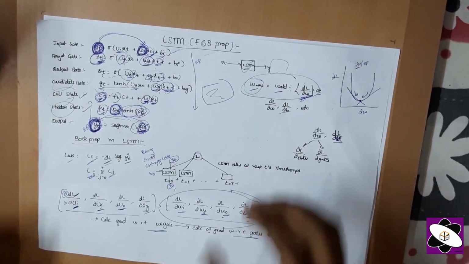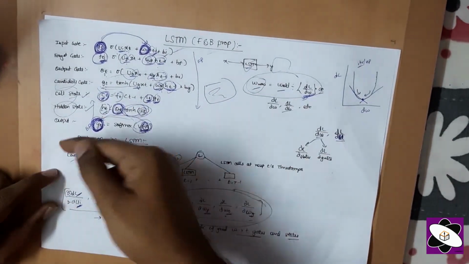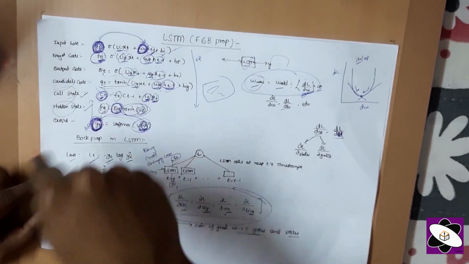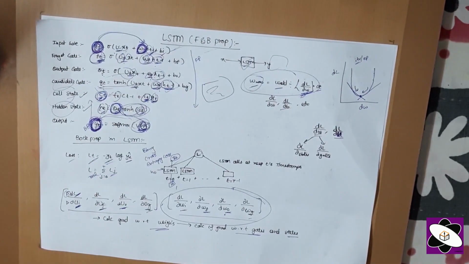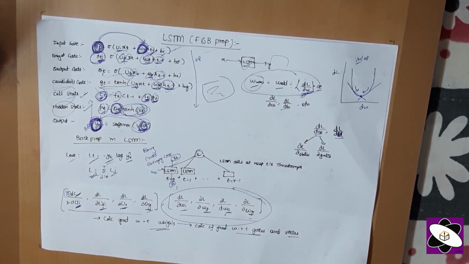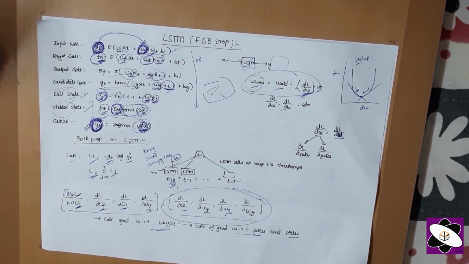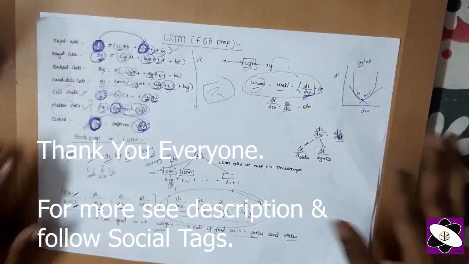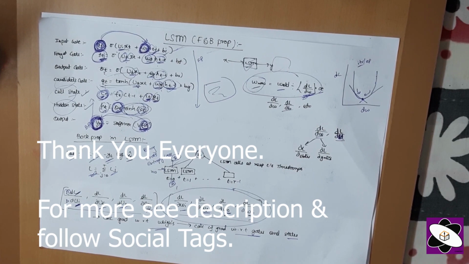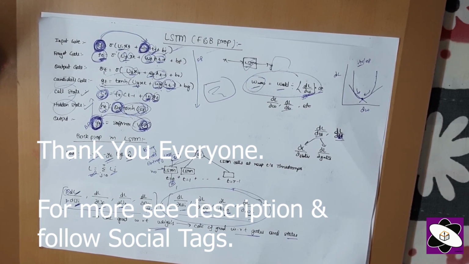And this is the LSTM cell structure where we will have the hidden state, cell state, output, input gate, forget gate, output gate, candidate gate. So states and gates will be there as shown. So this is pretty much the forward and backward propagation of LSTM.